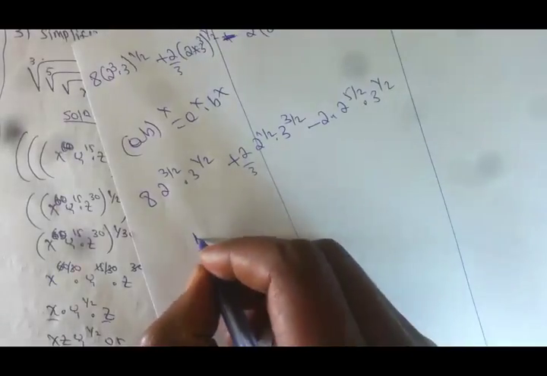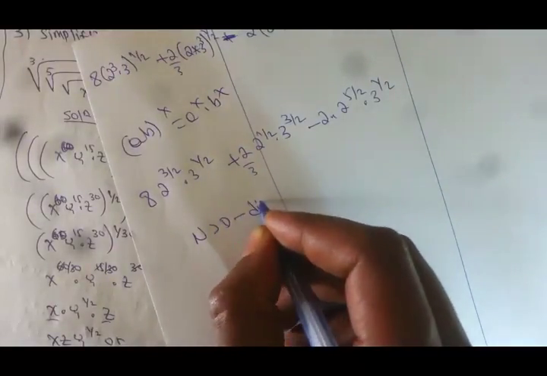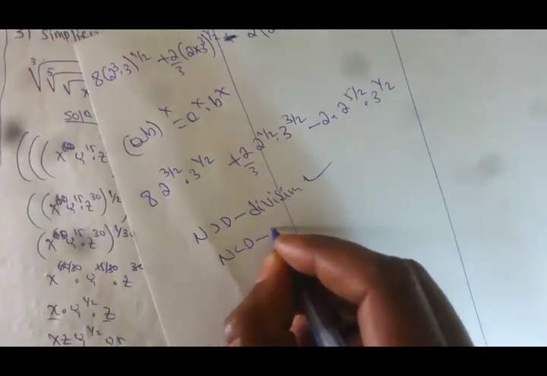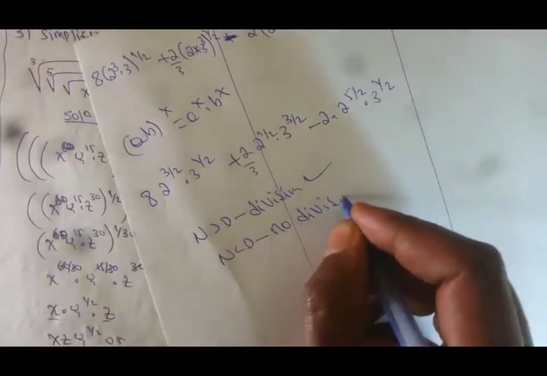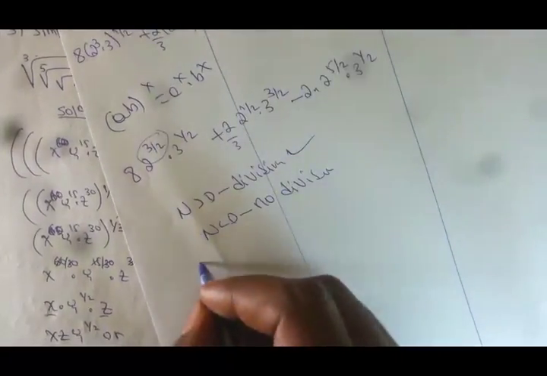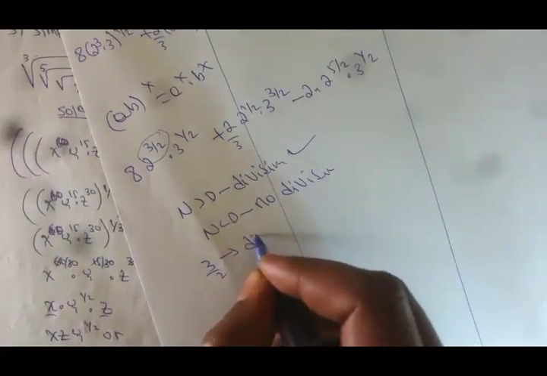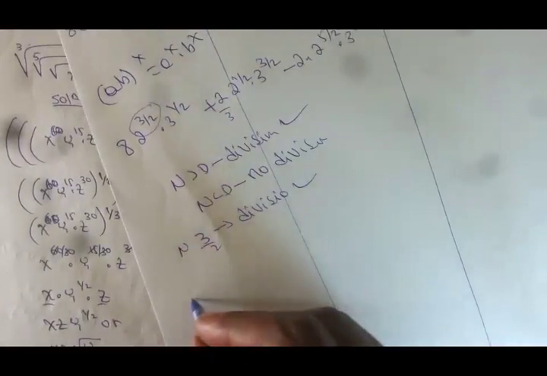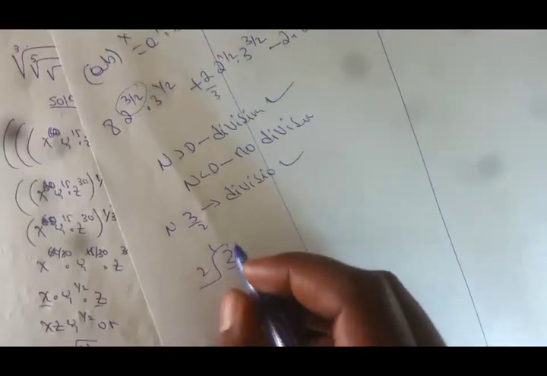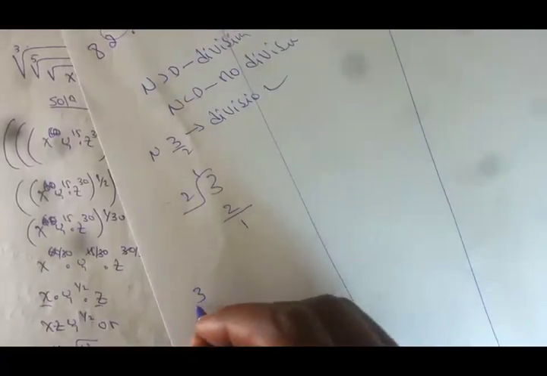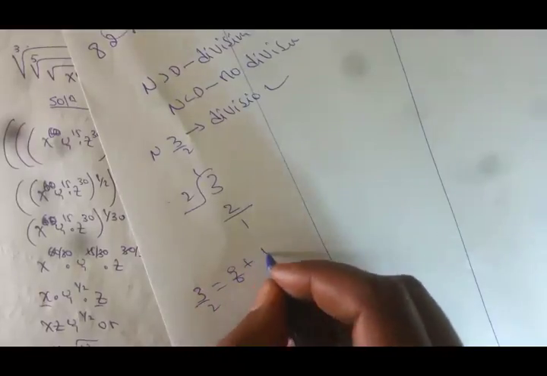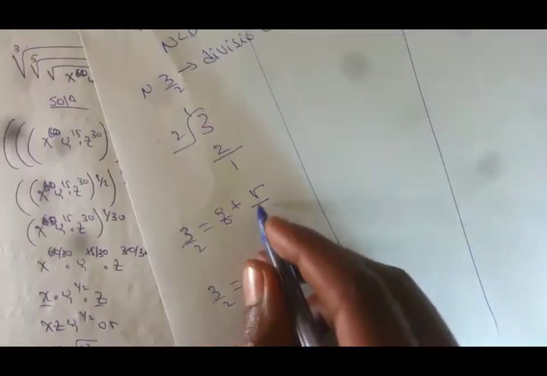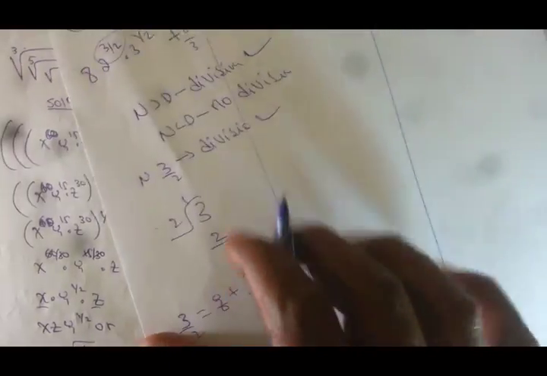We know that if the numerator is greater than the denominator, division is possible, but if the numerator is smaller than the denominator, no division. In the first case, 3 over 2, division is possible because the numerator is greater than the denominator. Therefore, we divide 3 by 2: 1 times 2 is 2, remainder 1. Therefore, 3 over 2 can be written as quotient plus remainder divided by divisor. Therefore, 3 over 2 is equal to 1 plus 1 over 2, where the remainder is 1 and the divisor is 2.